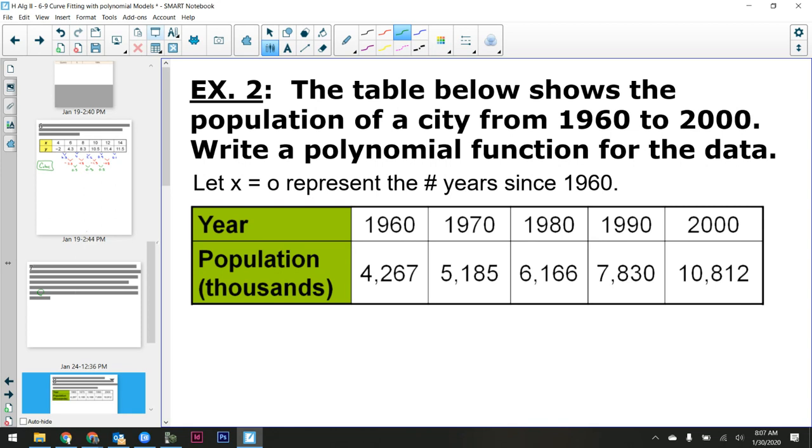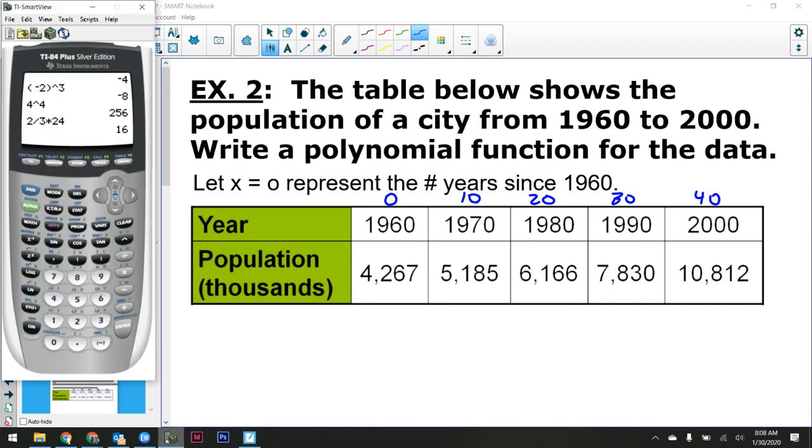So what does that mean? That means our first x value is going to be what? 0. And then 30 and 40. The reason we're doing that is because it's going to simplify our equation a little bit. If we don't do that, our numbers are going to get really big. All right. So we go to our graphing calculator.